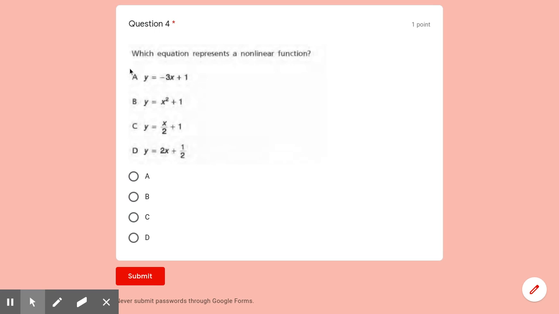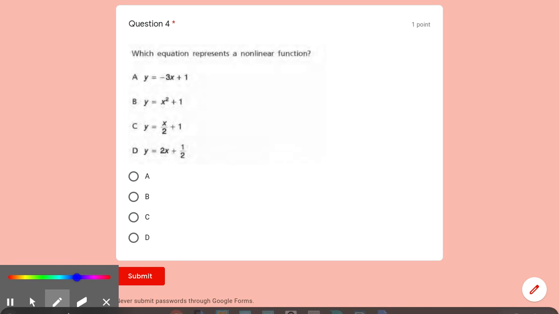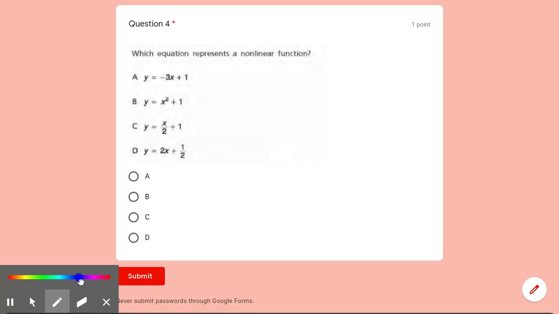All right, for question 4, it asks which equation represents a nonlinear function. Remember nonlinear. Let's go through it. These are our 4 equations over here, and now we just have to figure out which one's nonlinear.